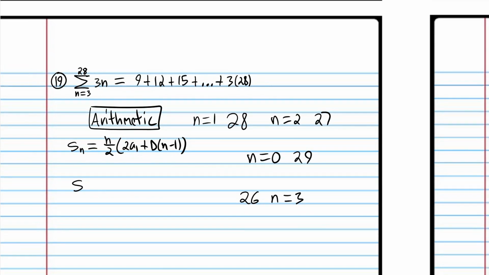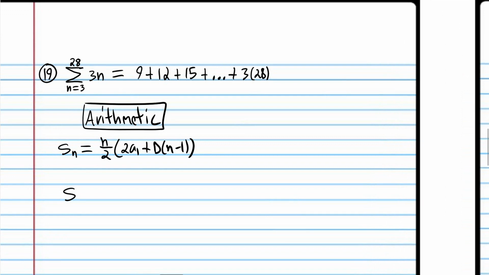So you can count the terms if you want. Think about the logic of that. Again, if n were 1, we'd be counting 1, 2, 3, 4, 5, all the way to 28 terms. So that was a total of 28. If we're starting at n equals 2, we're counting 27 terms, and if we start at 3, we're counting 26 terms.